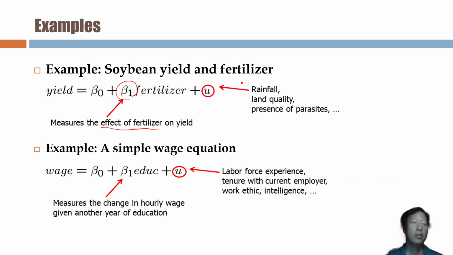In that case, does beta 1 capture the full effect of the fertilizer on yield, right? So wage. If we want to know how education affects the wage, we want to know the effect of education on the wage, but actually wage does not depend only on education.